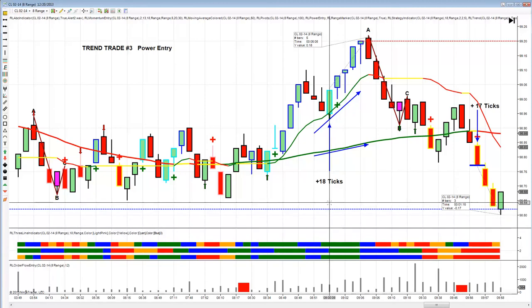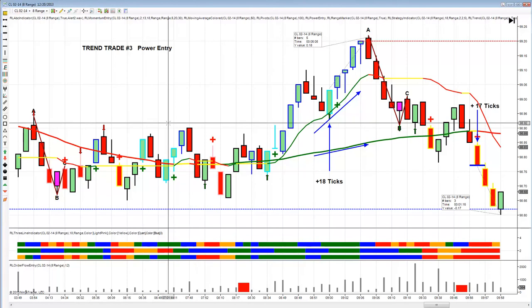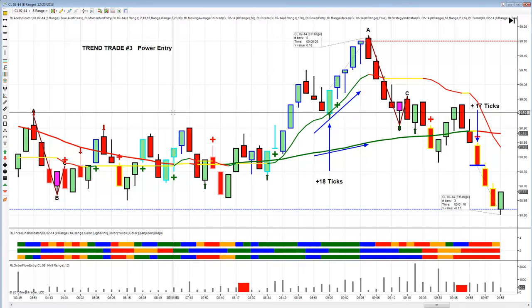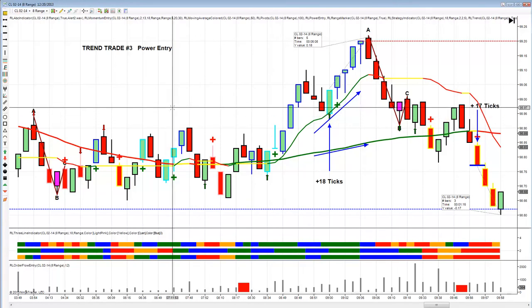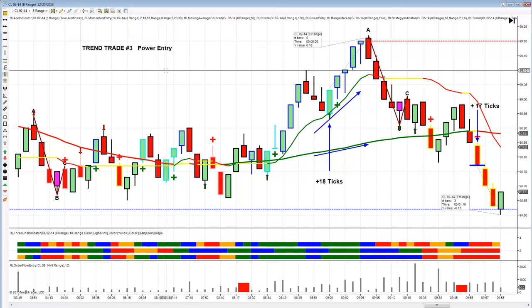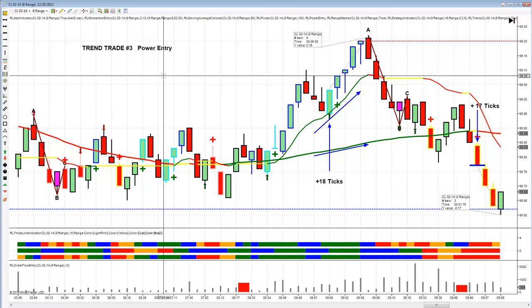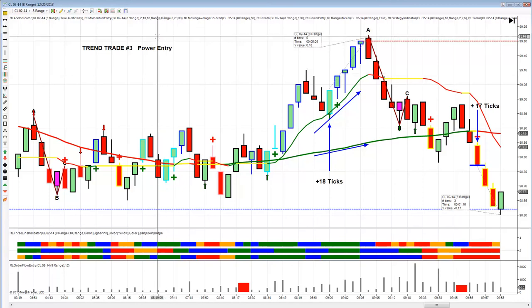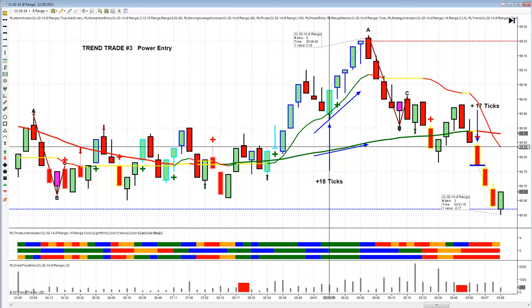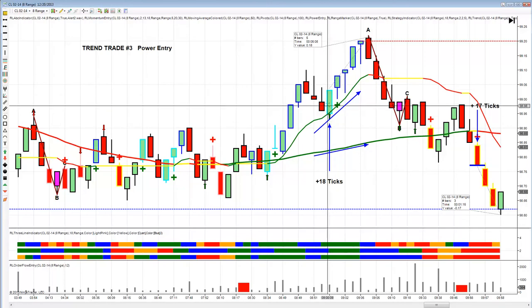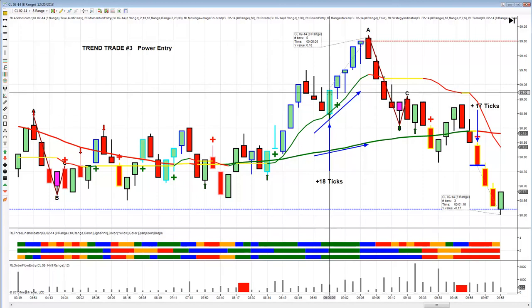But all the trades that we just discussed, trend trade number one, which is the ABC, the C candle entry, trend trade number two, which is the momentum entry, and trend trade number three, which is the power entry, are all going to come with order flow, stochastic, and momentum. And you can see that this was a beautiful two-line candle.